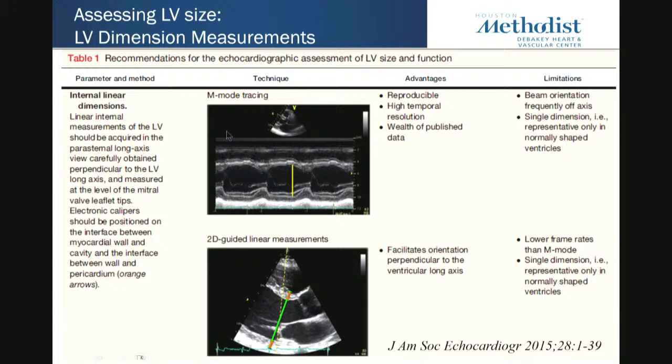They're still done in a daily manner, and this is from the guidelines. If you have a perfectly set up image, where in a parasternal position the left ventricle is perpendicular to the imaging plane, you can use M-mode. And M-mode gives you very nice resolution, and you can make your measurement from M-mode.